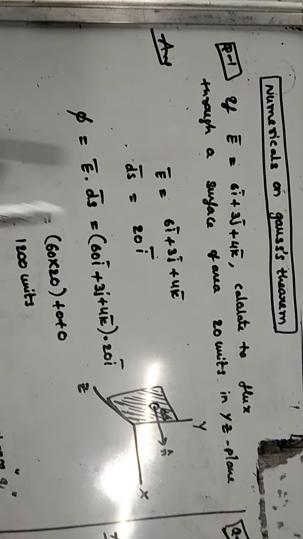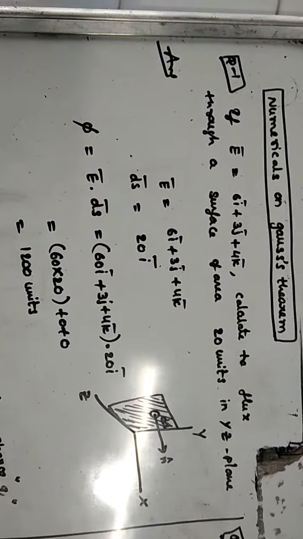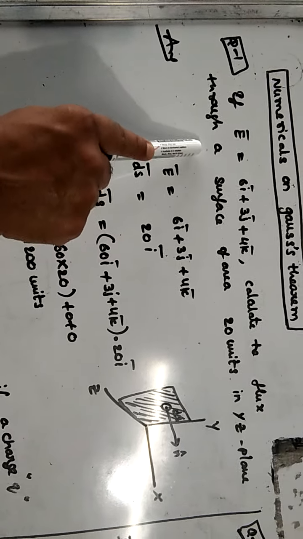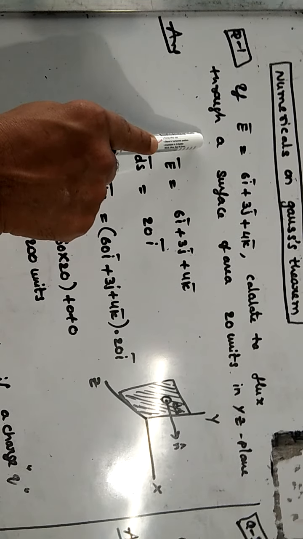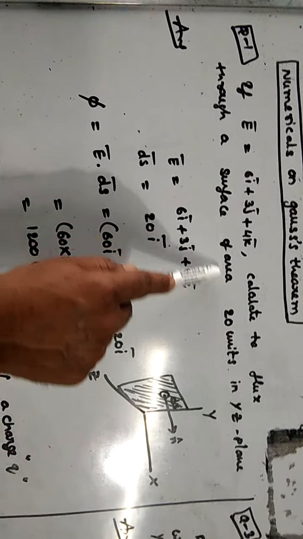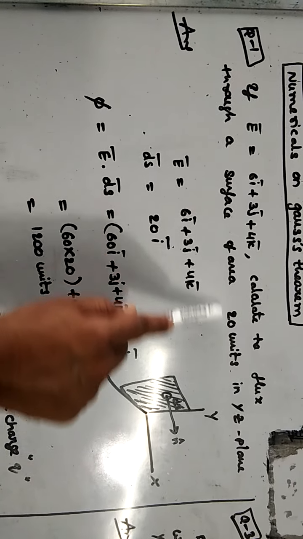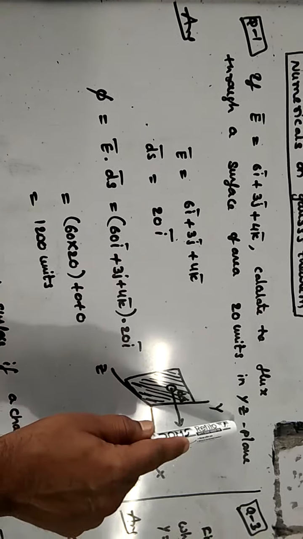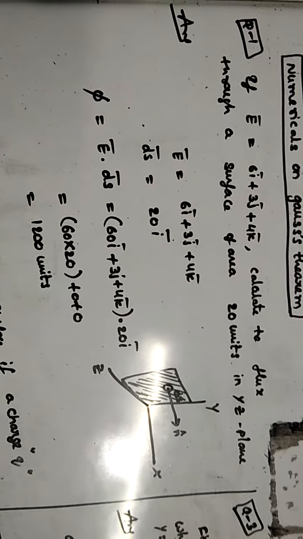Hello students, coming to the numericals on Gauss theorem. So this is the numerical question. Electric field is 6 i bar plus 3 j bar plus 4 k bar. Calculate the flux through a surface having area 20 units. Area is given as 20 units, which is kept in the YZ plane.